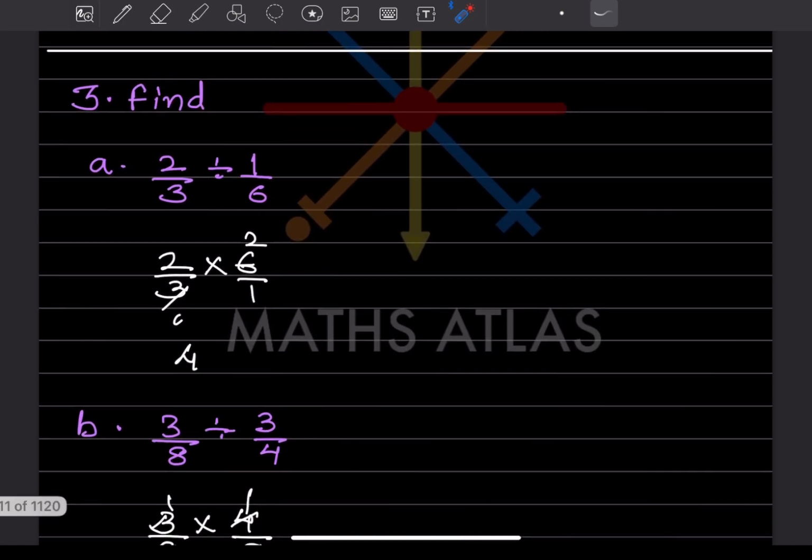You have to find here 2 by 3 divided by here 1 by 6. So this left hand side stays the same. Here will be multiplication. So this will get flip over 6 by 1. 3 1s are, 3 2s are. So answer is going to be 4.